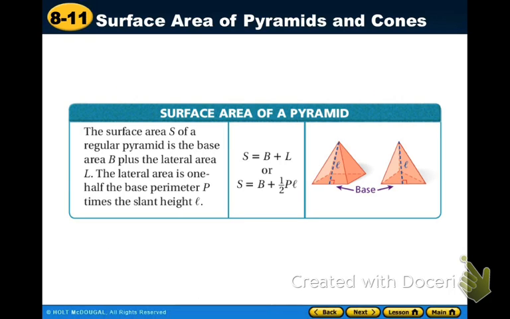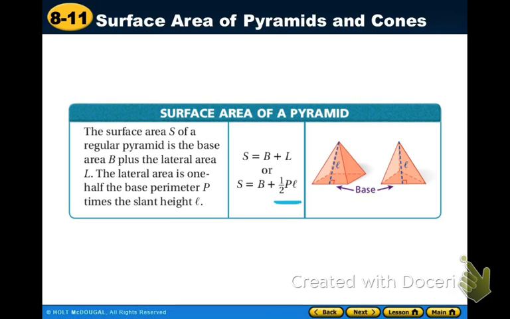So your formula is very similar to our other prism formulas, where we're going to take the area of the base plus the lateral area. The only difference is we don't have two congruent bases like we did before. So notice that there's only one base. They also show this as the area of the base, and that lateral area is 1/2 times the perimeter of the base times the slant height, and that gives you the area of those triangular faces.